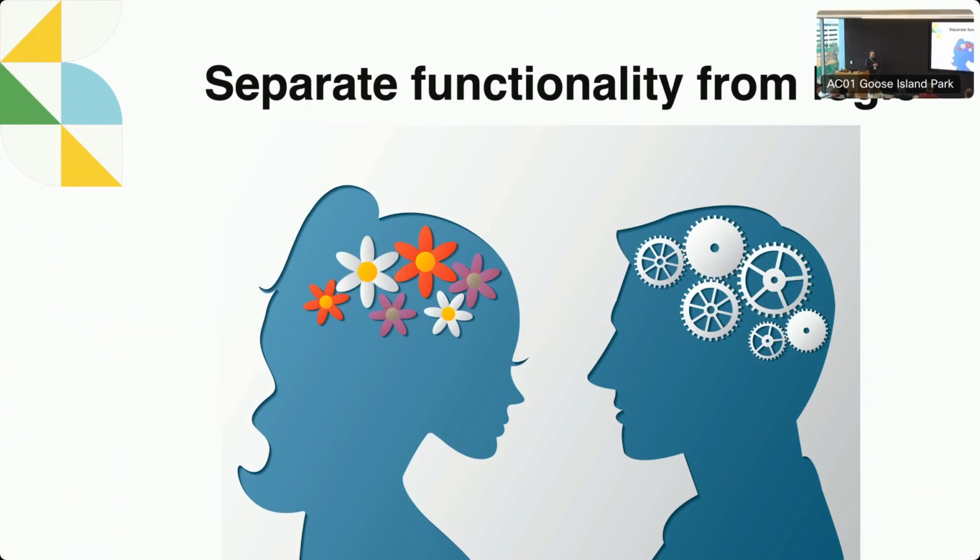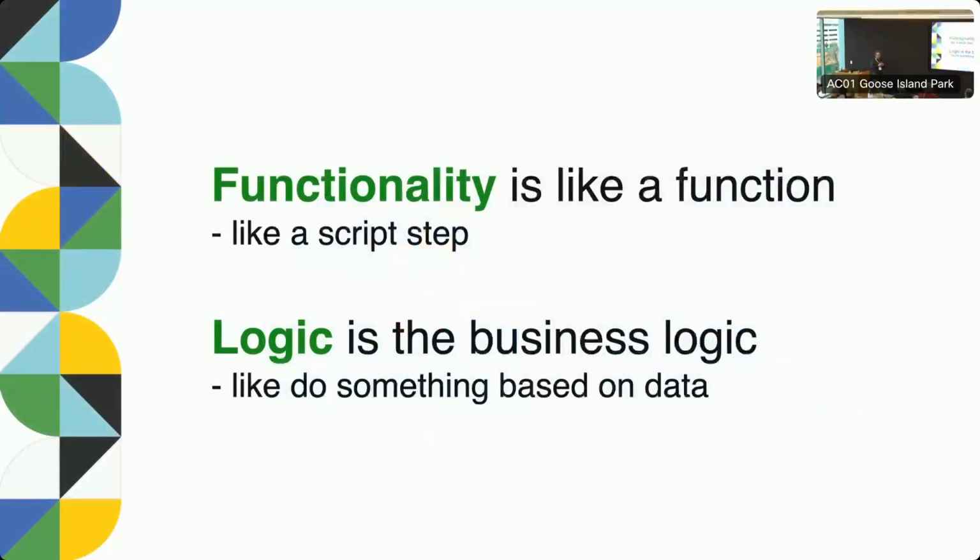Okay. The next thing I'm going to talk about is how we should separate functionality from logic. Functionality is about what is. The functionality is like a function, like a script step, right? We have several script steps, like Set Field, but you never use Set Field on its own. It's always with something else. Maybe you need to commit it, right? Or Send Mail is a script step, but you need to feed it with something. You need to do some error handling as well.